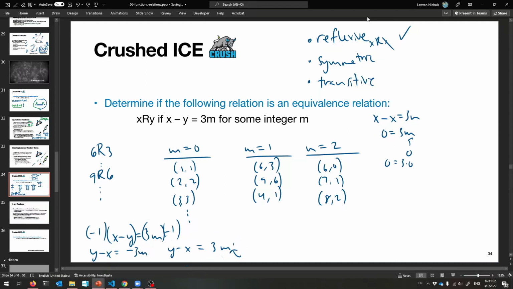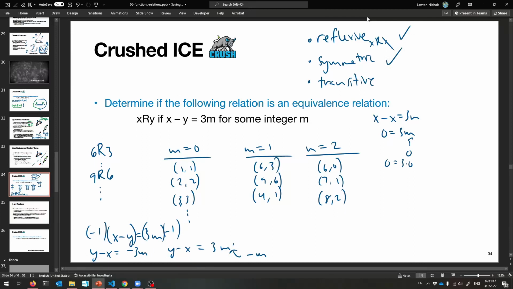So it looks like my m prime is just negative m. You see that? Negative the original m. So there is another integer, namely negative m, such that this is true, which means that y is then related to x on the other side. Okay, so it's also symmetric. Do we see how we're proving that?